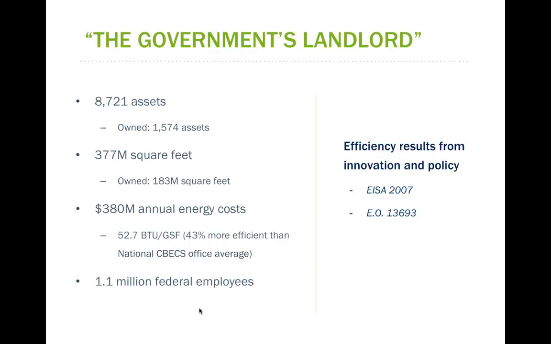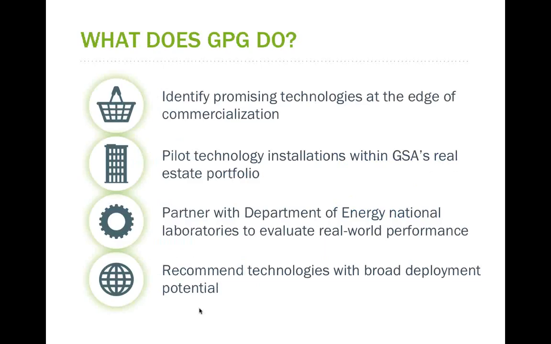Due to ambitious energy reduction targets like EISA 2007, GSA has successfully reduced its energy use intensity to 43% below the national CBECS average for commercial offices. Now with the new Executive Order 13693 driving us to reduce even further through 2025, it's pretty clear that, at least for the foreseeable future, GSA will always be seeking ways to make our buildings even more efficient. GPG was established in 2010 to aid in this effort by testing and identifying the most energy efficient and cost-effective technologies on the market.